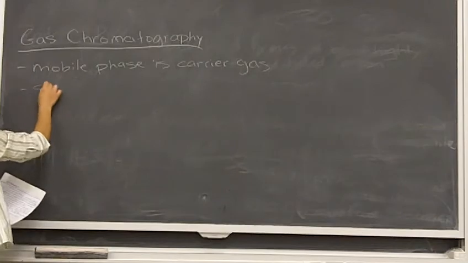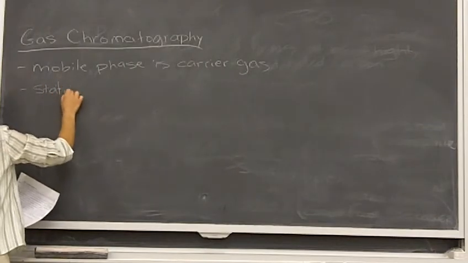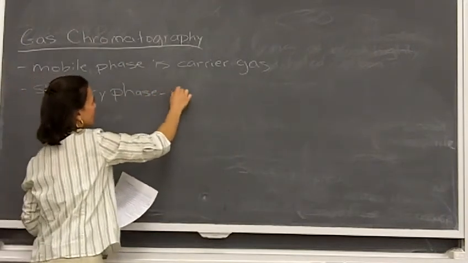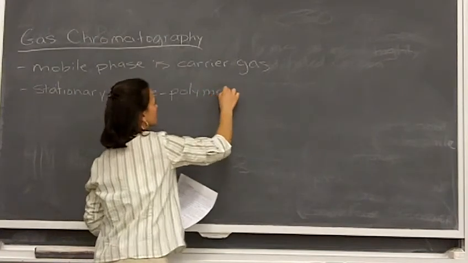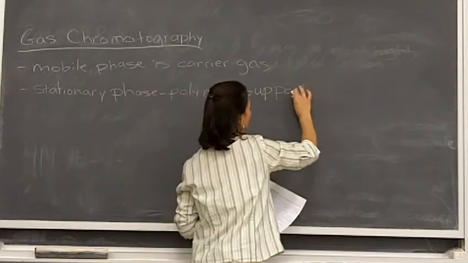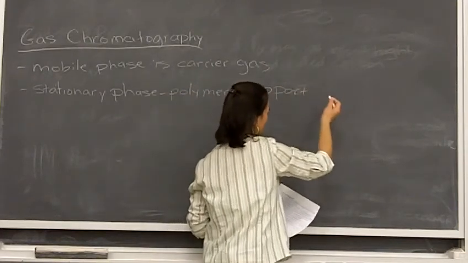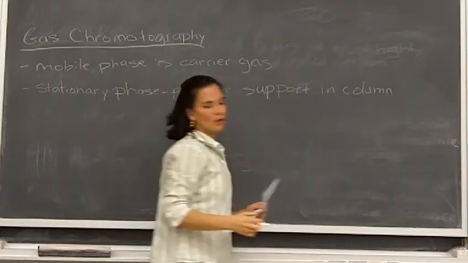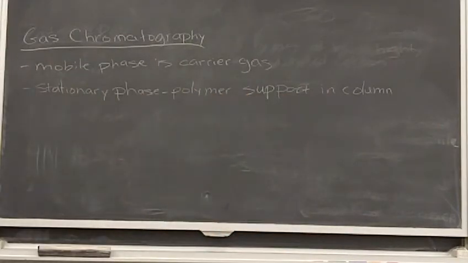The stationary phase is this polymer support in the column. So remember, with chromatography, there's always a mobile phase and always a stationary phase. And this polymer support does not degrade with heat, which is important because we're going to heat things up pretty quickly, okay? So here's a schematic from your lab manual, and also a picture in your lab manual of the GC that we're going to use, okay?